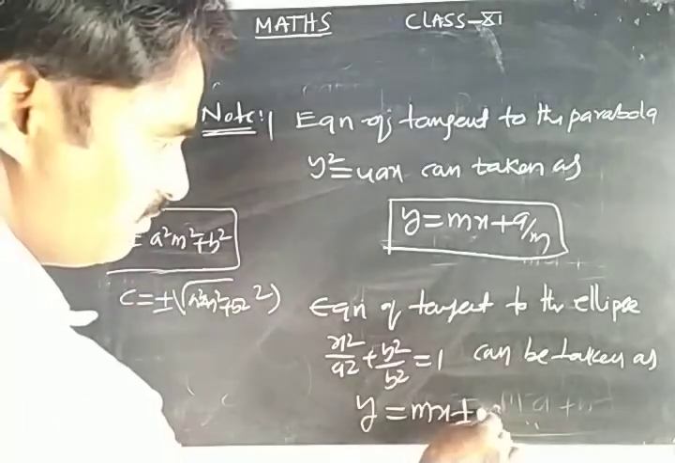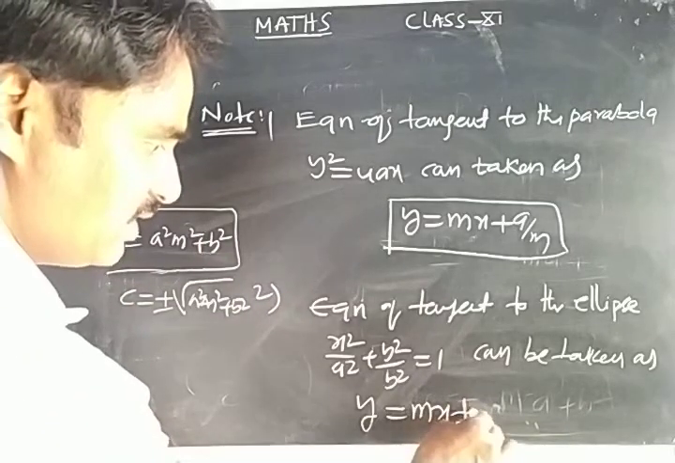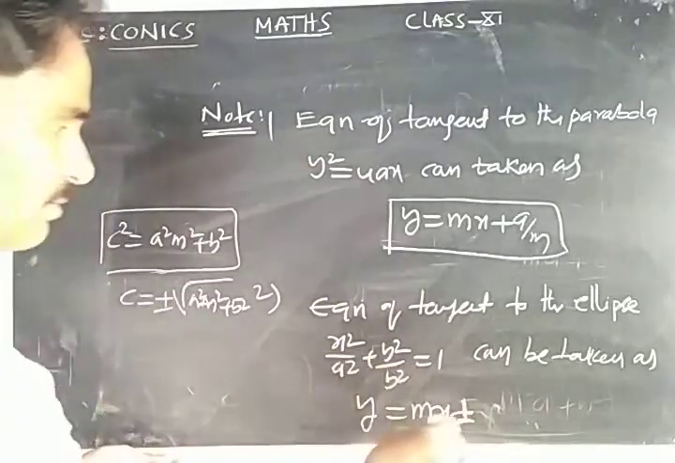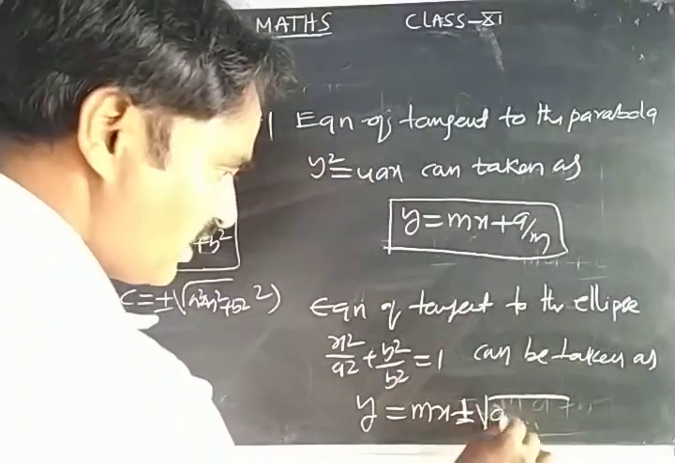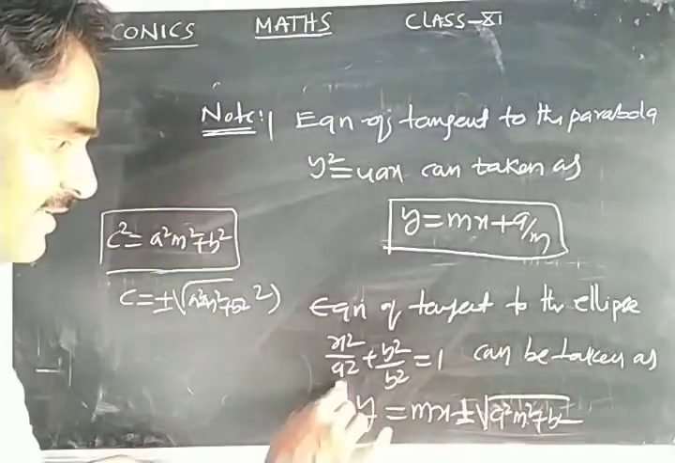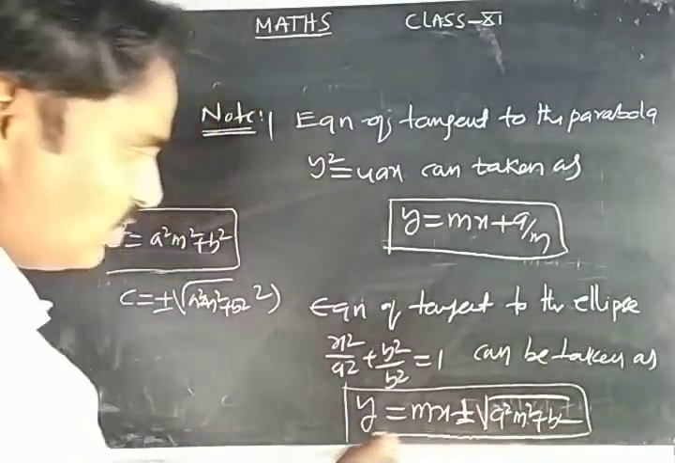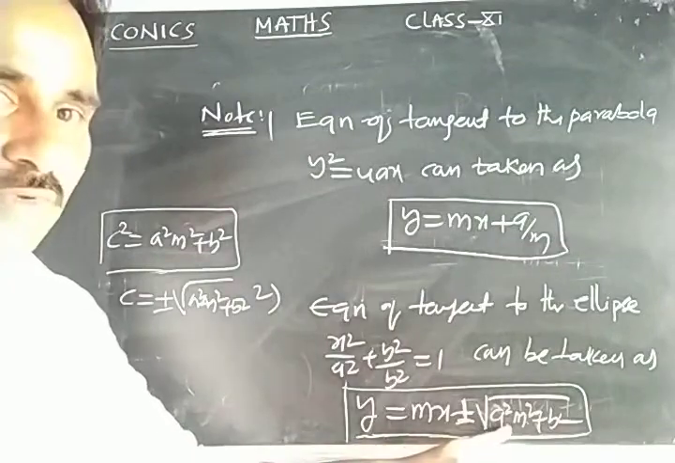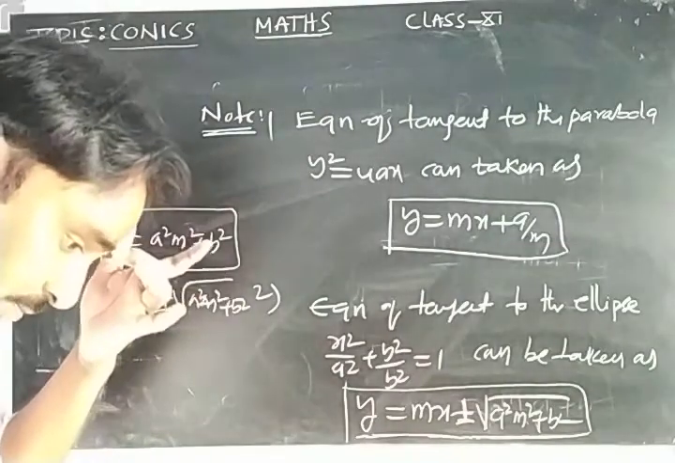You can keep this in place of c in y equal to mx plus c. In place of plus c, what we got is plus or minus square root of a square m square plus b square. You can take the tangent equation to the ellipse in this form. Okay, two tangents you will get.